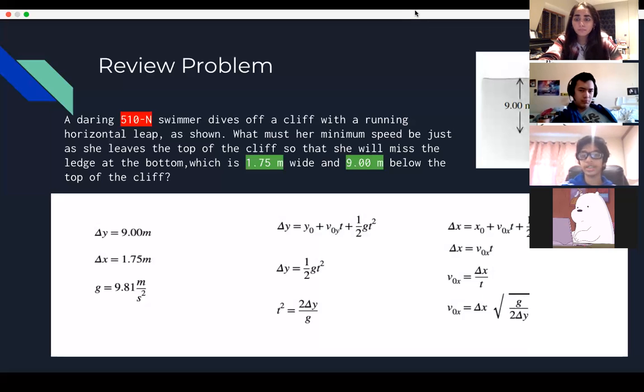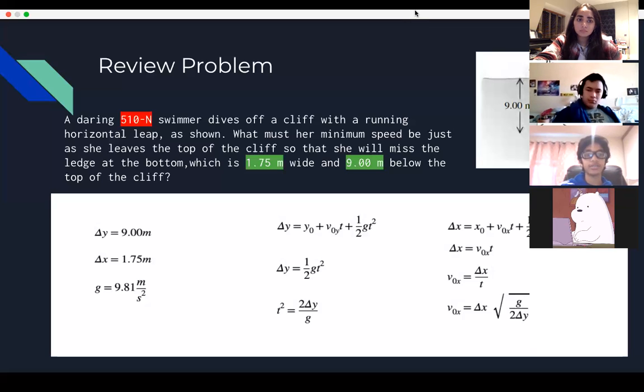So hopefully you guys are able to solve it. This question is actually a little bit simpler than most 2D problems in that we don't have an angle. She just jumps horizontally off the cliff. And since she jumps horizontally off, we know that in the x direction, there's no acceleration, whereas in the y direction, there's a constant acceleration of minus 9.8 meters per second squared.